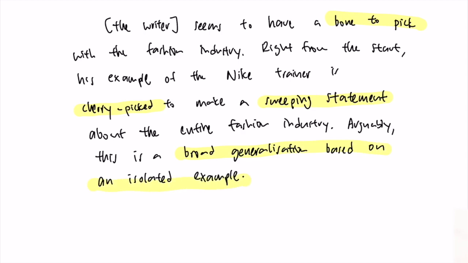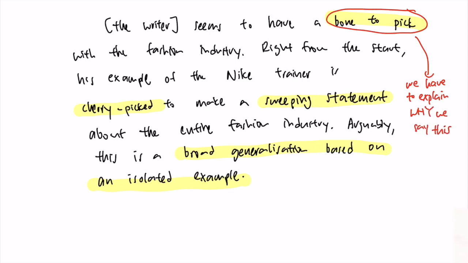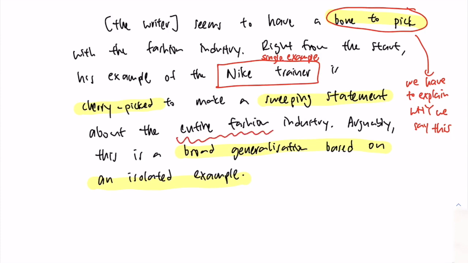isolated example? Right? So, by using the phrase bone to pick, we are trying to say that we feel like the writer had something against the topic that he was writing about, which is the fashion industry in this case. But when we do this, do remember that we have to substantiate why in the later portion of our answer. So in the next part of this example, we say that the writer only used a single example about the Nike trainers in order to make a comment on an entire industry. So the fact that he only used a single example to make a point about an industry as large as the fashion industry should ring a bell in our head.